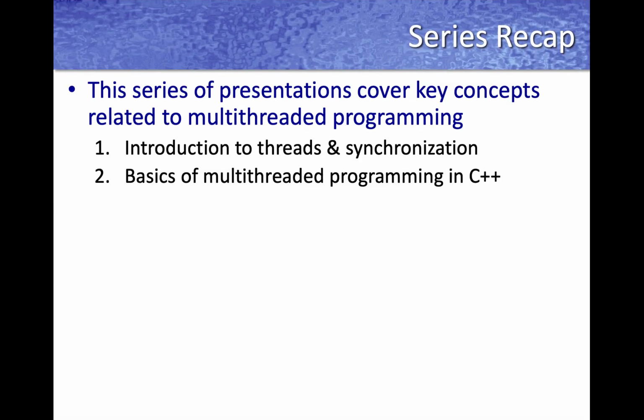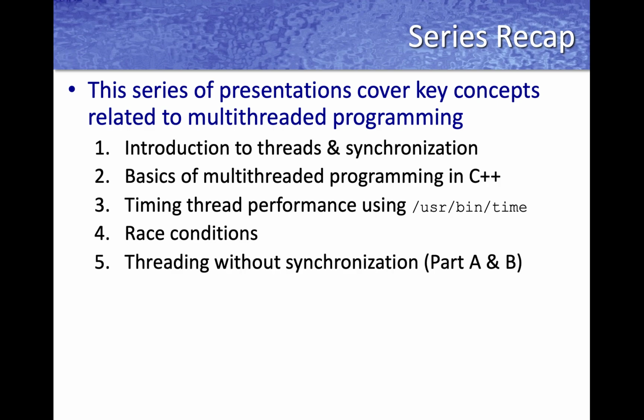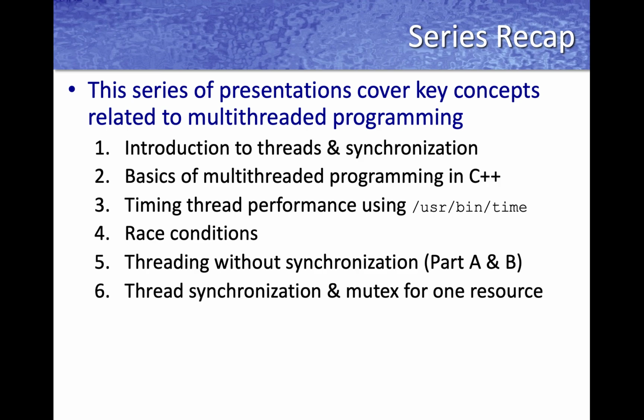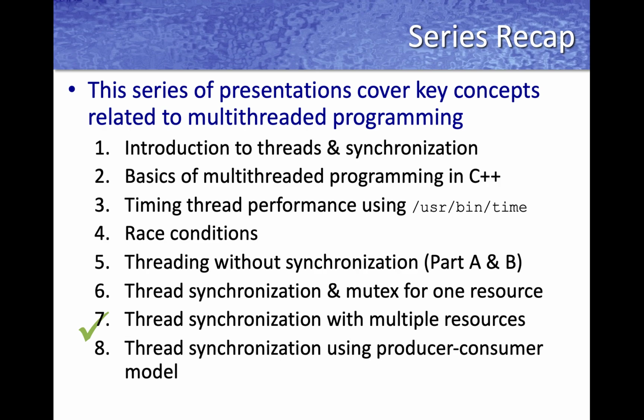Let's do a quick recap. We've looked at multithreading and the basics of multithreading in C++ and measuring performance. We looked at the idea of race conditions, and then we looked at data parallel, task parallel applications, and background threads. Now we are looking at threading with synchronization with single resource. Now we have looked at threading with multiple resources. In the next presentation, we'll look at the producer-consumer model for more sophisticated multithreading.